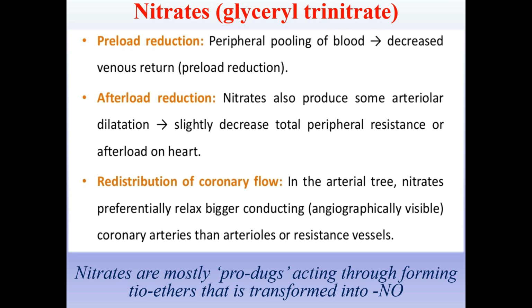Let's start with nitrates, glyceryl trinitrate. Preload reduction: peripheral pooling of blood, decreased venous return. Afterload reduction: nitrates also produce some arteriolar dilatation, slightly decreasing total peripheral resistance or afterload on the heart. Redistribution of coronary flow: in the arterial tree, nitrates preferentially relax bigger conducting, angiographically visible coronary arteries rather than arterioles or resistance vessels. Nitrates are mostly prodrugs, acting through forming thioethers that are transformed into nitric oxide.